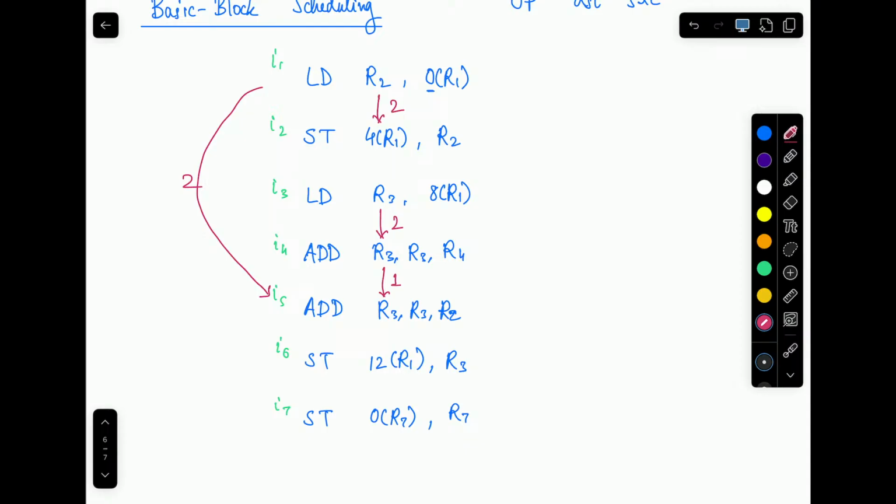Can you help me add more data dependencies if they exist? I5 to I6, because I5 produces a result in R3 which is needed by I6. So there is a 1 cycle delay here. Anything else? I6 to I7, why?